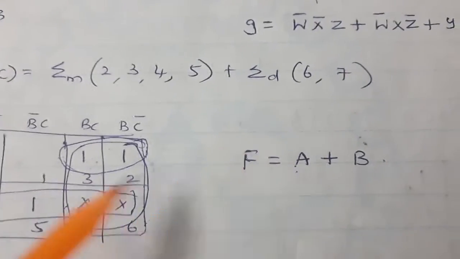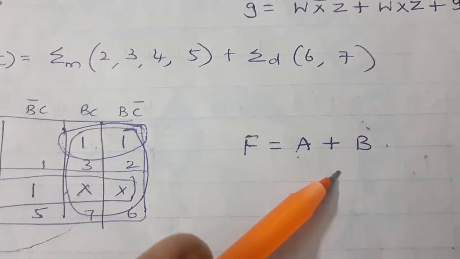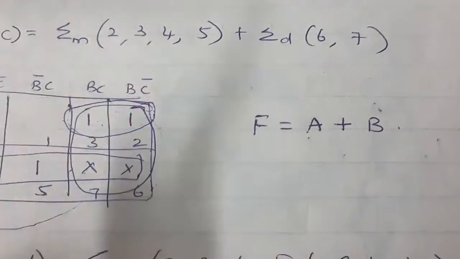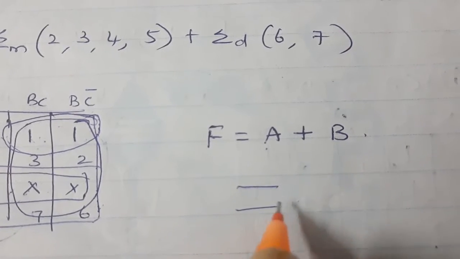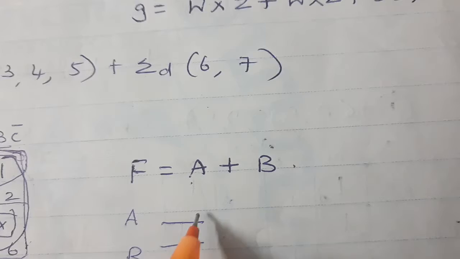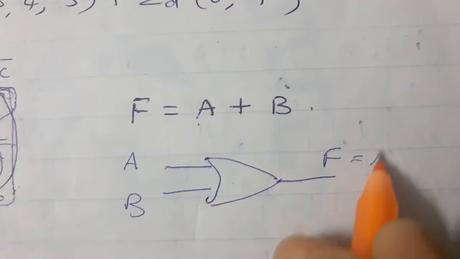So the answer is B. Or otherwise, it will be A bar B and B bar C. So you have reduced the usage of gates. Now we are going to use only 2 inputs. When I want to draw the circuit diagram, A is one input, B is one input. You are giving them to a logical gate, and the answer is F is equal to A plus B.